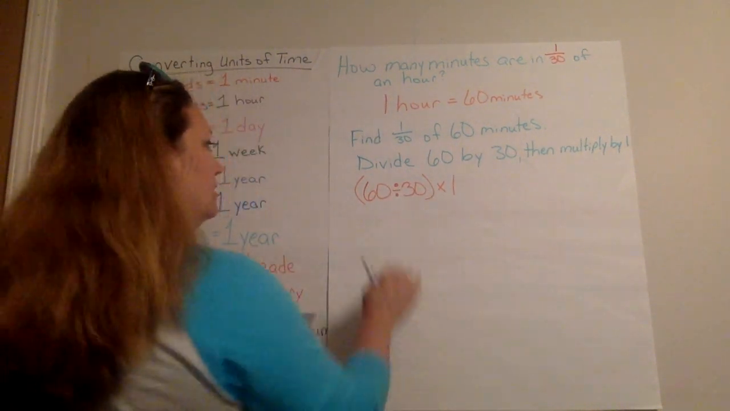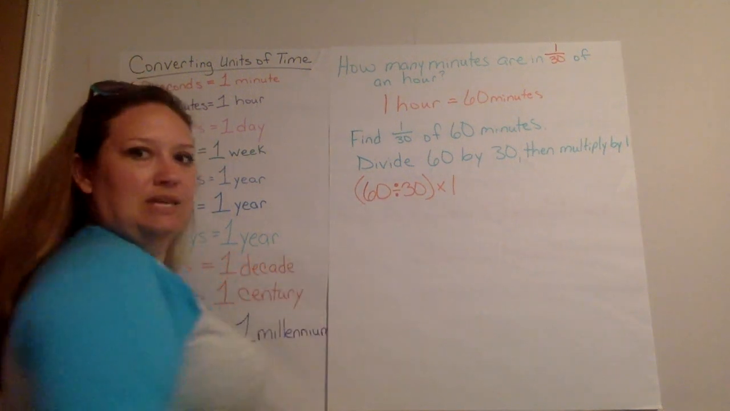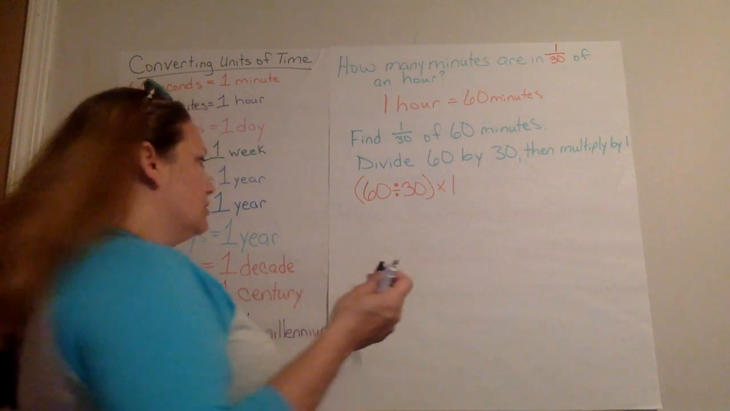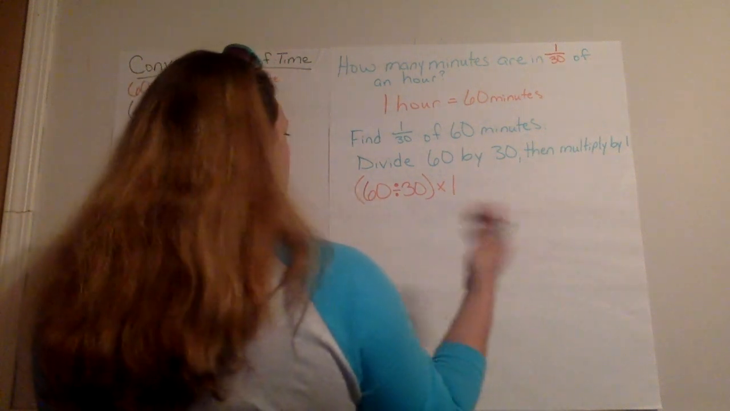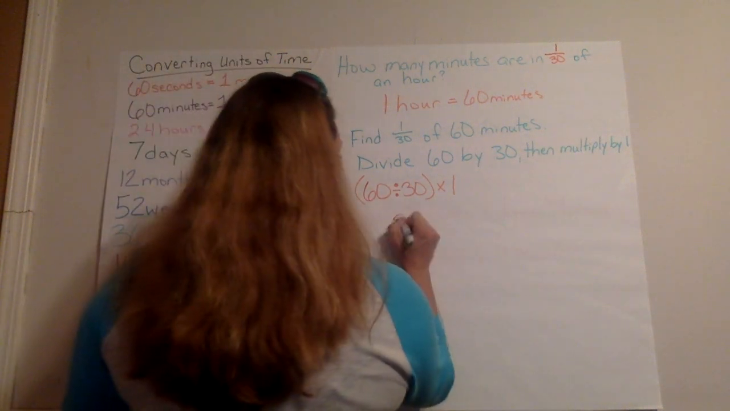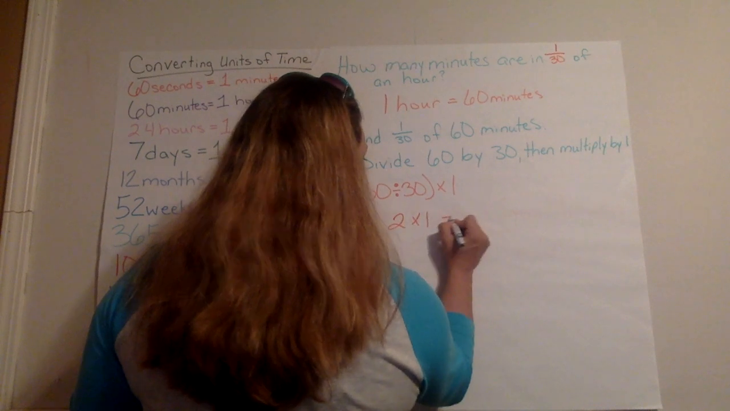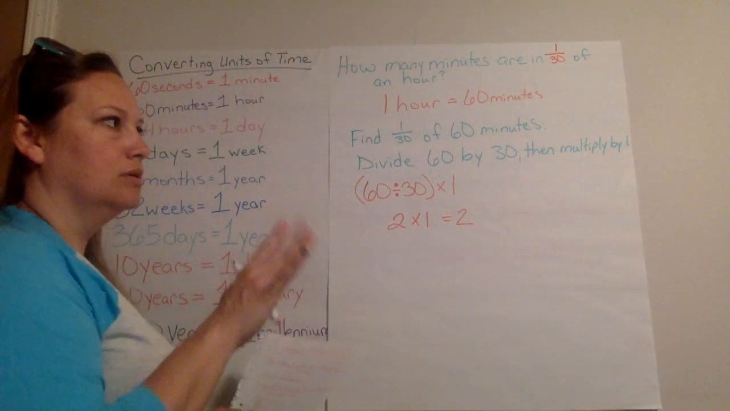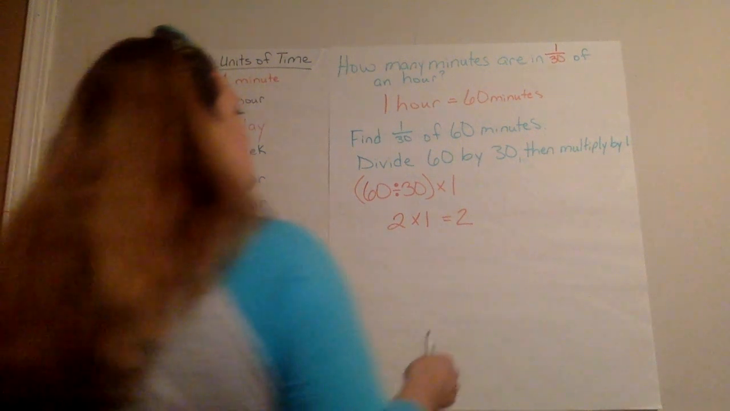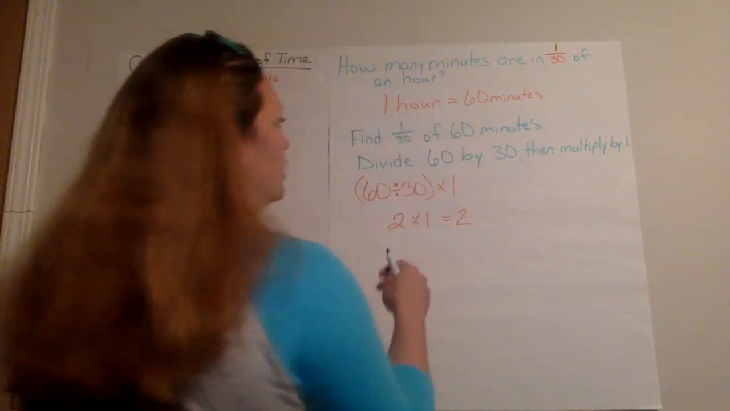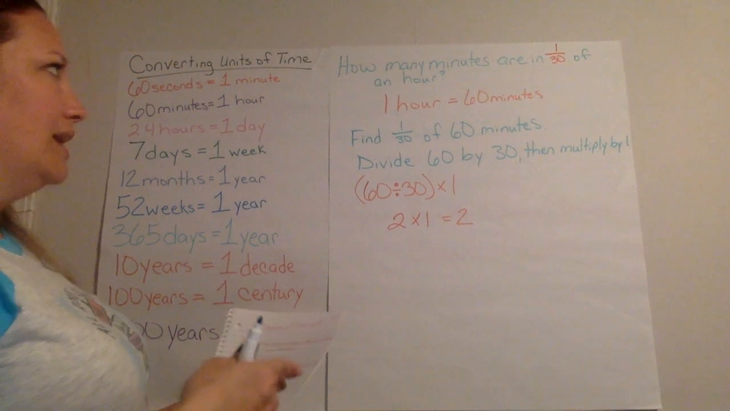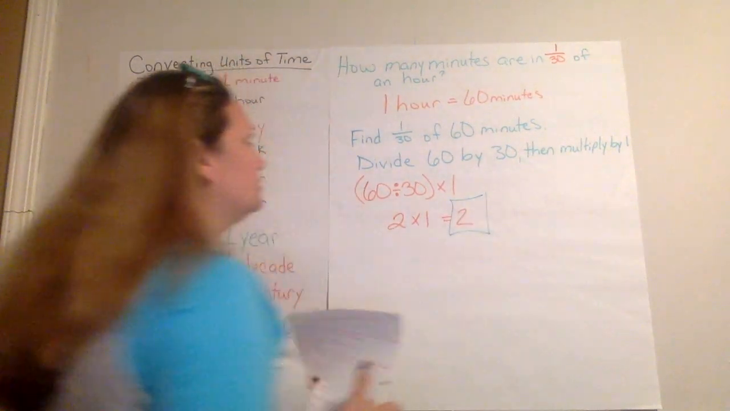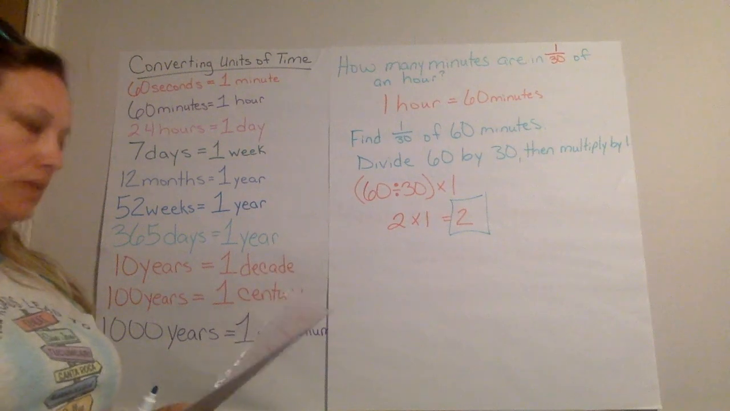Okay? So, if we're dividing, you see my dots there. 30 will go into 60 how many times? Well, 3 will go into 6 2 times. So 30 will go into 60 2 times. So we have 2 times 1, which is what's left over. So 2 times 1 is 2. So to find 1/30 of 60 minutes, once you've divided, your answer will be 2. Let's look at another one.